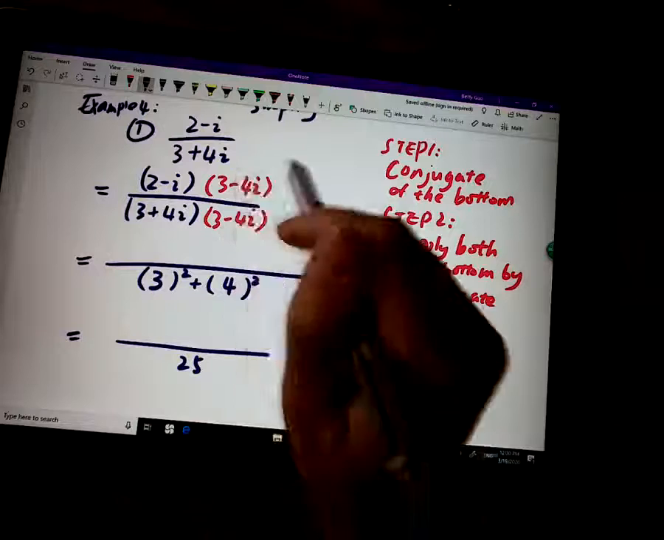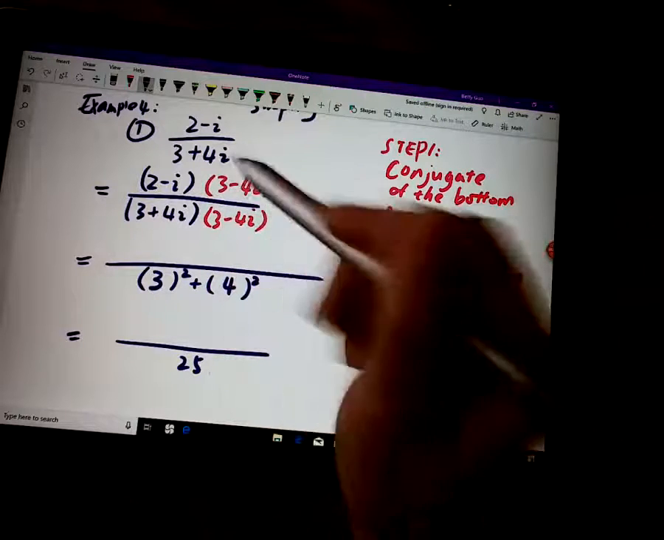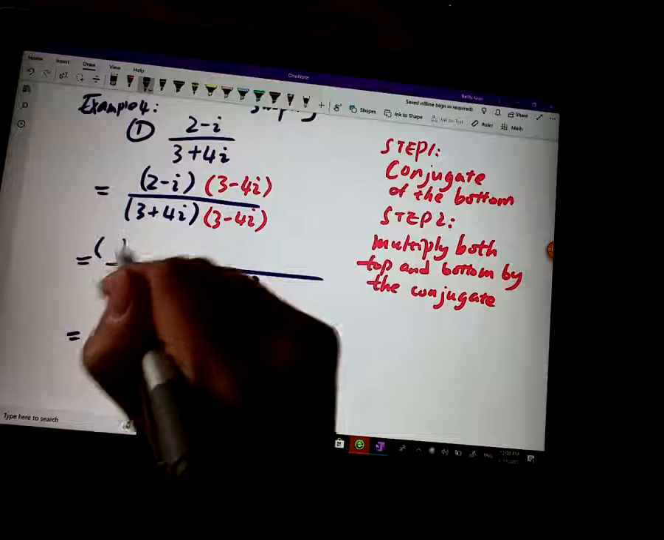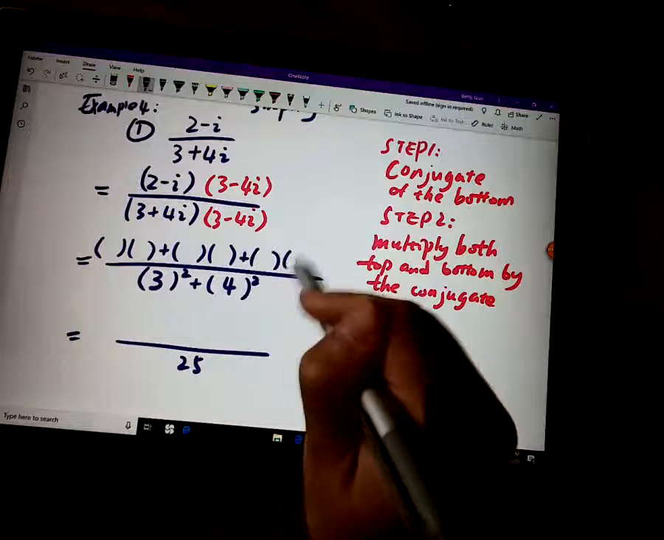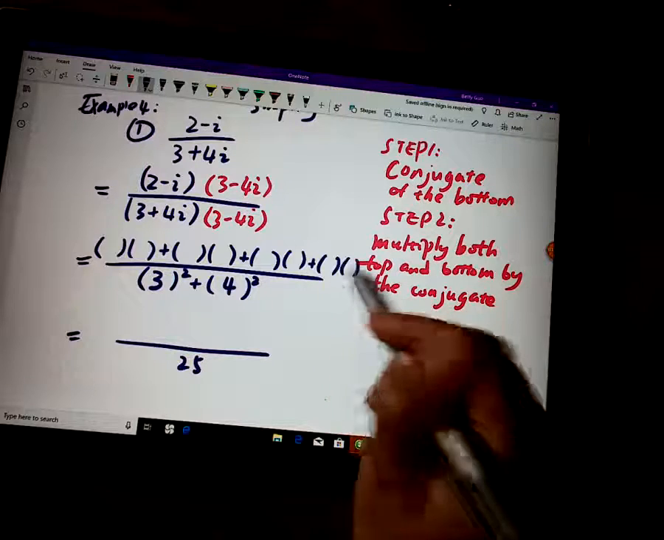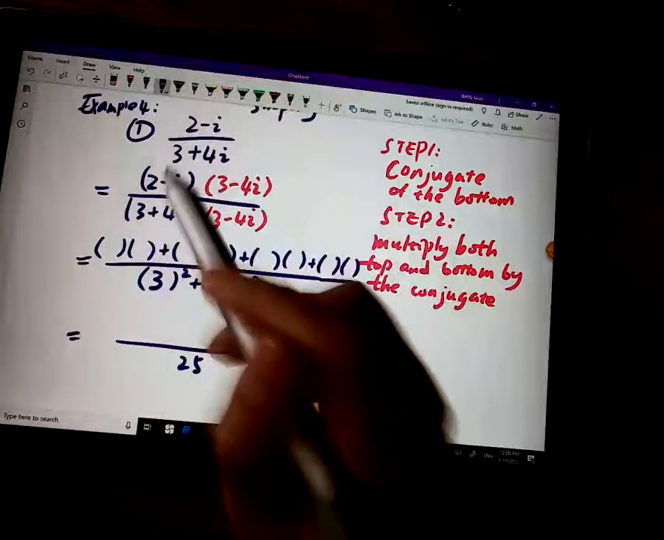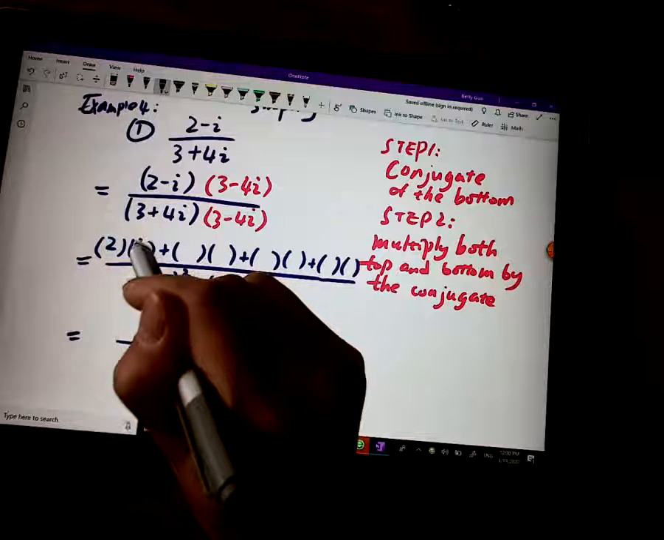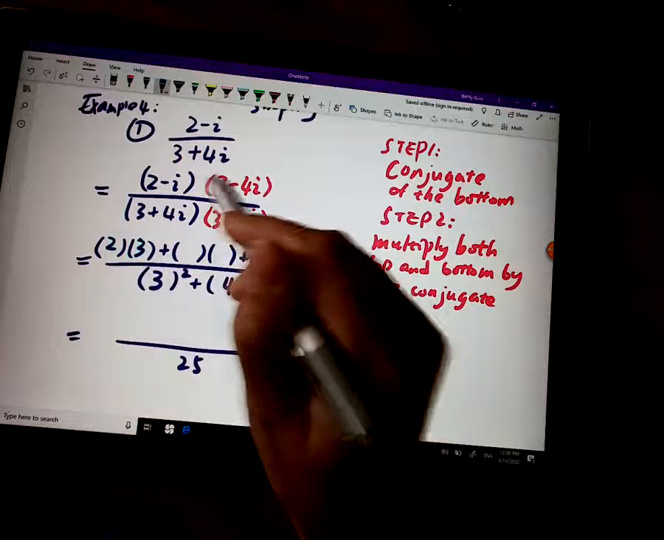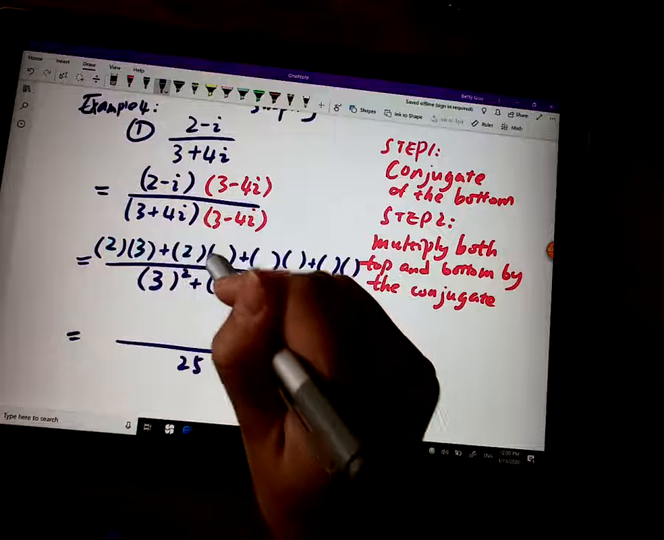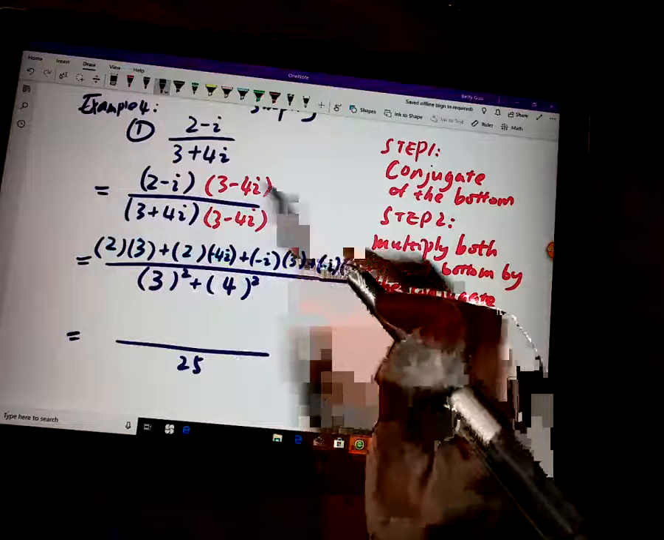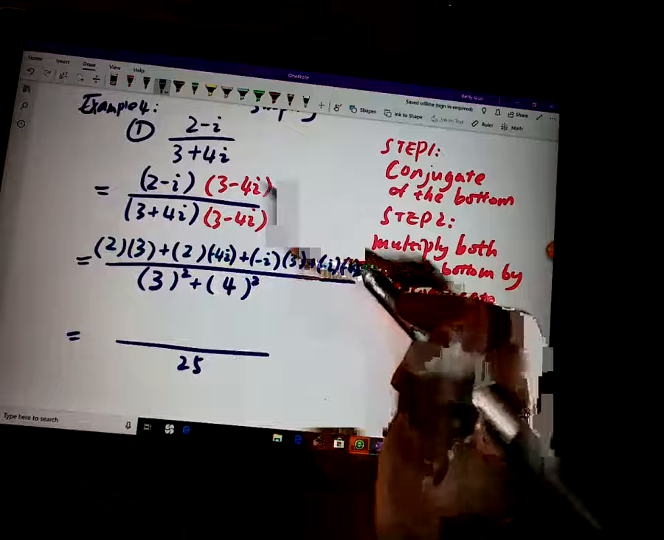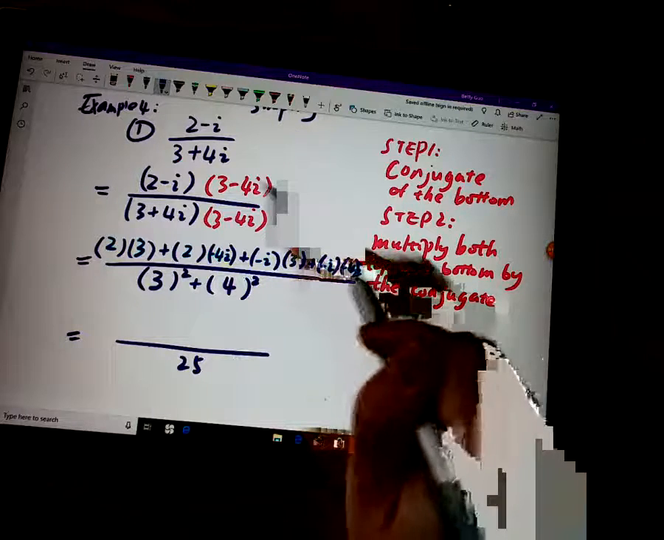Numerator, when you have to FOIL, then we have to FOIL. Apply my routine. First, outside, outside, inside, inside, last, last. First, 2, 3. Outside, outside, 2, negative 4i. Inside, inside, negative i, 3. Last, last, negative i, negative 4i. That is negative 4i. I just don't have enough space there.